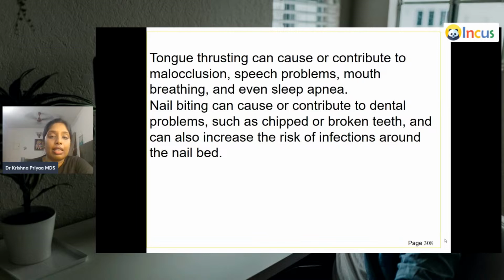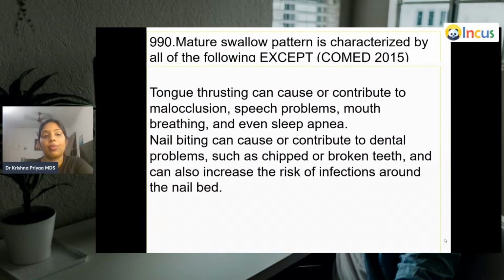Tongue thrusting is also there, but it is not as common as thumb sucking. And even tongue thrusting can contribute to malocclusion, speech problems, and may also result in mouth breathing and sleep apnea. But nail biting is kind of a psychological issue, and it can contribute to chipped or broken teeth, and can also increase the risk of infections around the nail bite.